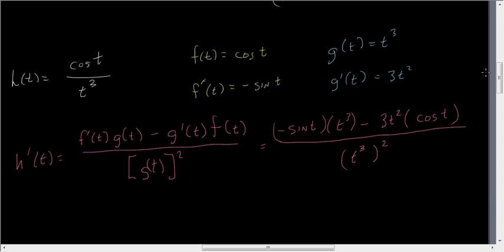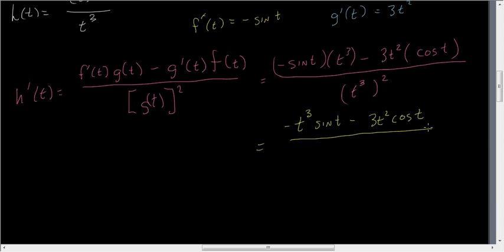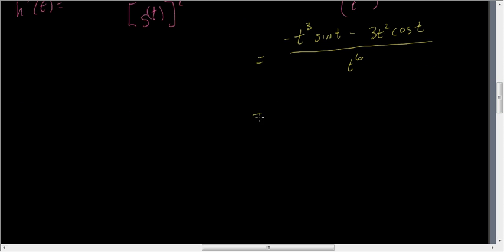All right, now we all remember our exponent rules, and so if we combine the top, we are going to have a negative t cubed. I always try to put the trig functions after the polynomials. T cubed sine of t minus 3t squared cosine of t, all divided by t to the 6. And now if you look, we have a t cubed and a t squared on the top. We have a t to the 6 on the bottom. We can go ahead and factor this out and cancel out 2 of the powers of t.